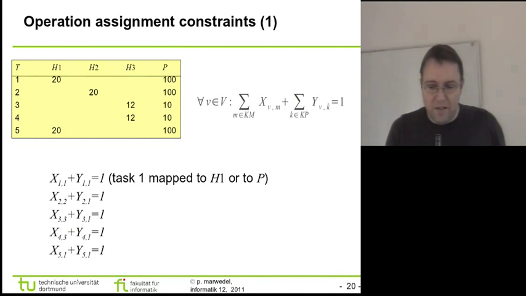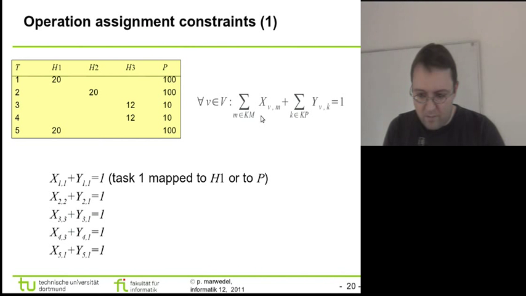So now we can calculate our operation assignment constraints. So we know that for each task graph node here, the sum of the hardware plus the sum of the processor components it's mapped to must be 1. So for example, we can say that task 1 can be either mapped to hardware 1 or to the processor. So x11 plus y11 has to be 1.